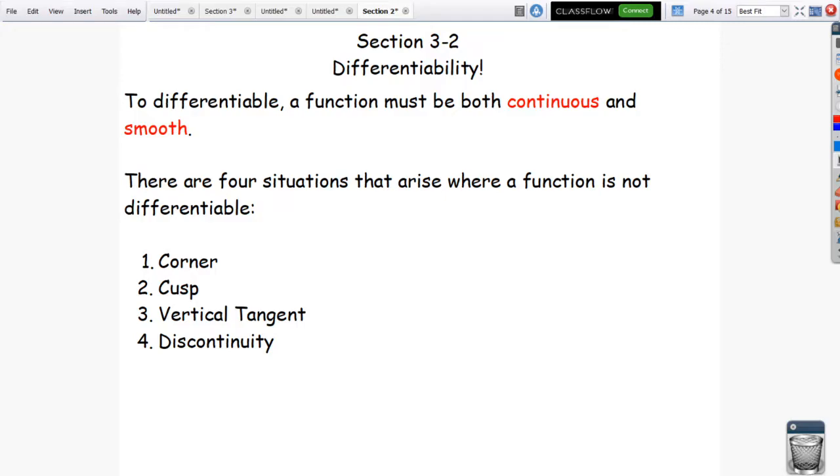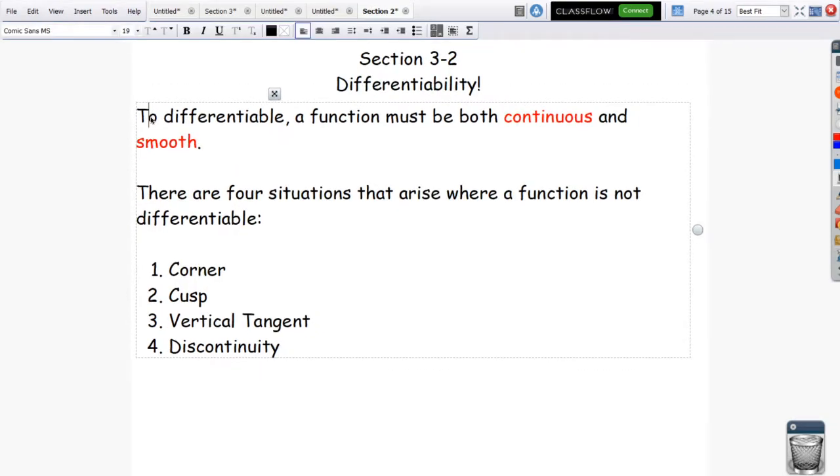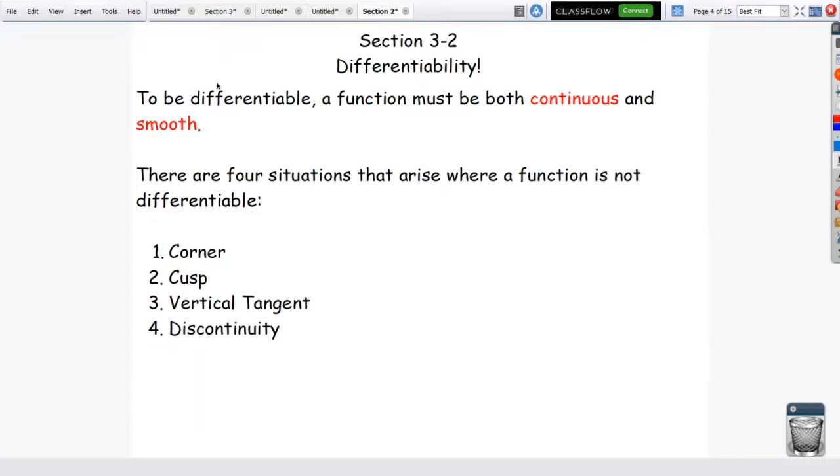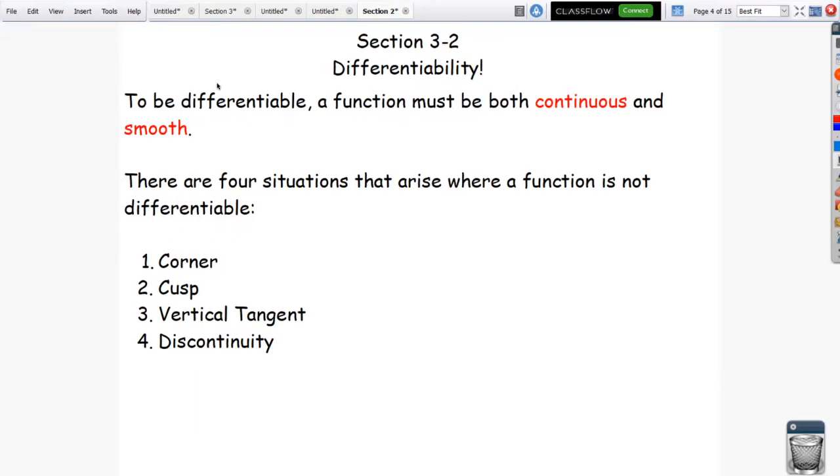So this says to differentiable, a function must be both continuous and smooth. That's a typo. That should be, to be differentiable, a function must be both continuous and smooth. I know some of you are going to be really picky about that because you like things to be right grammatically. So to be differentiable, a function must be both continuous and smooth.